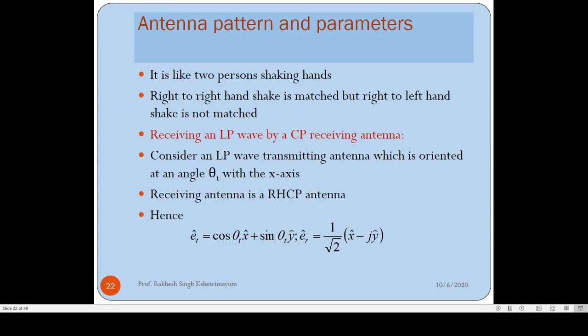We can also consider the case where you have a transmitting antenna and a receiving antenna. One is linearly polarized, another is circularly polarized. Let's say your receiving antenna is right hand circularly polarized; in that case the unit polarization vector will be 1 by root 2 (x hat minus jy hat). And you assume that there is a linearly polarized antenna at the transmitter. In that case, the unit vector for the polarization would be cos theta t x hat plus sin theta t y hat. Theta t is the angle this linearly polarized antenna makes with the x-axis.